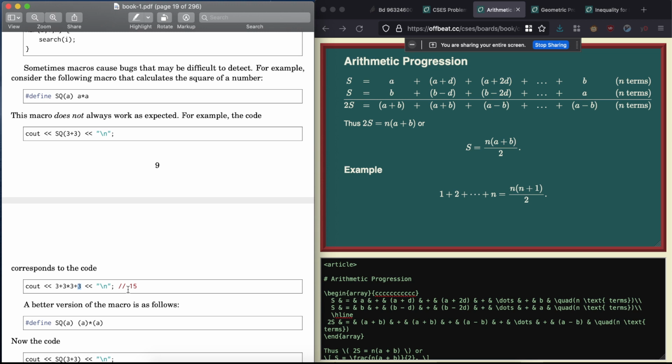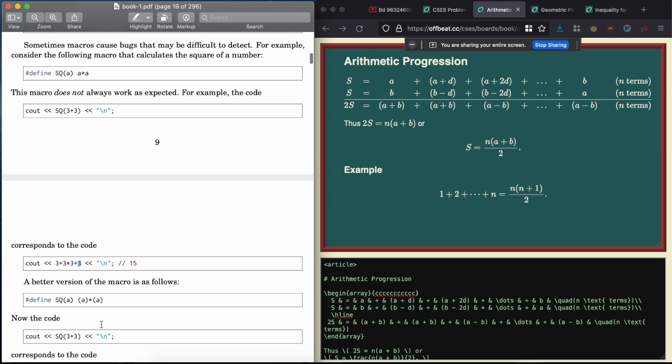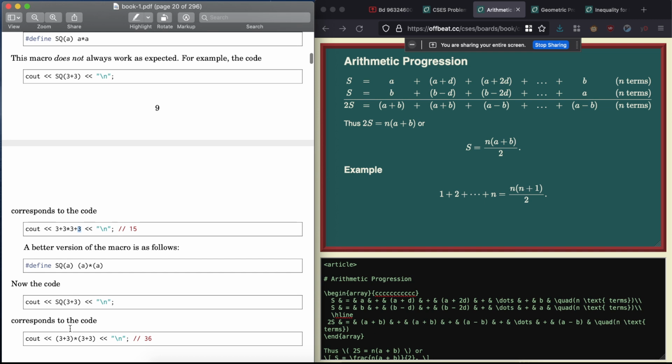So the right way to write this macro, which does what we want, would be square of a equals (a) star (a), within parentheses. And now when this expands, the parentheses protect the input that we have specified, because during expansion these parentheses would appear, and this 3+3 is the value for this a, so it will go inside this.